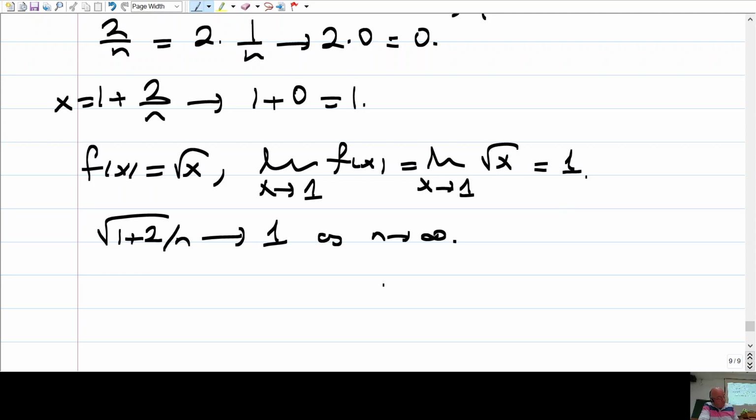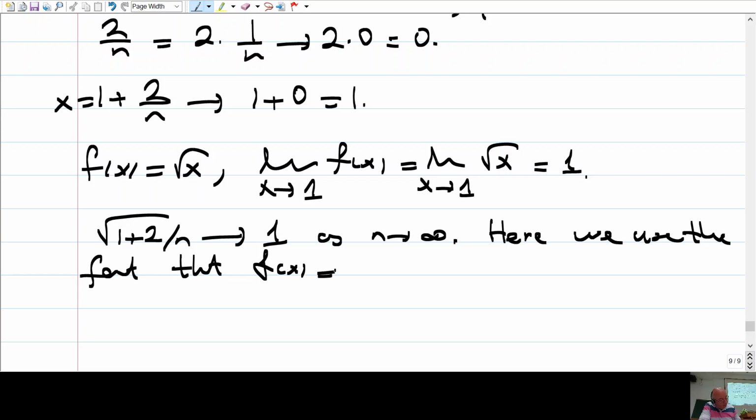Here we use the fact that f of x, which is square root of x, is continuous at x equals 1.